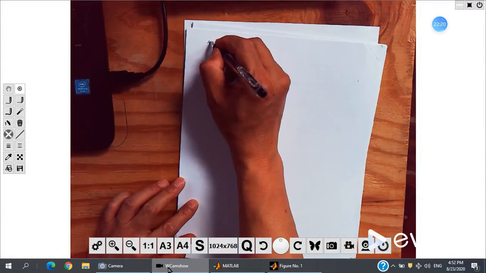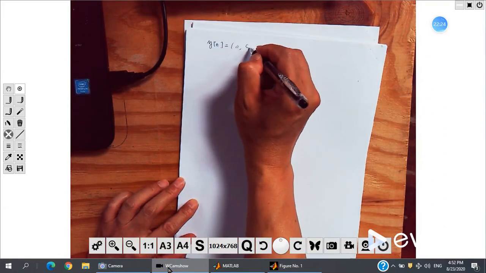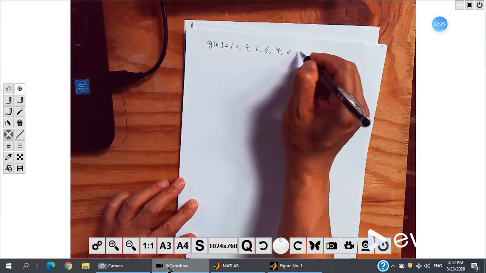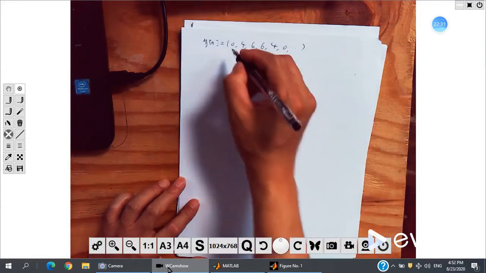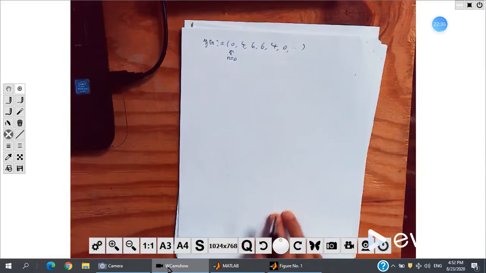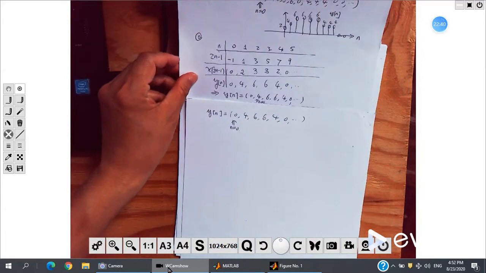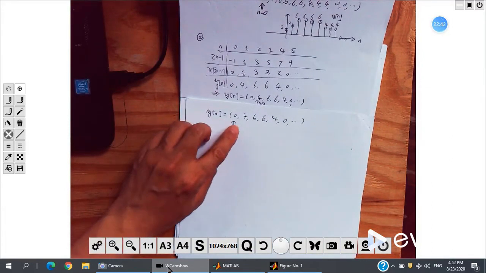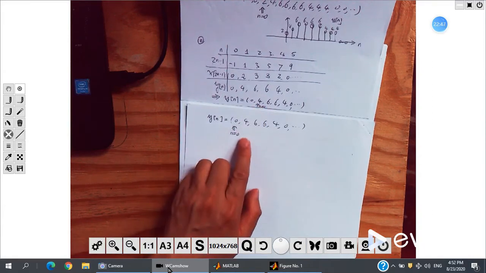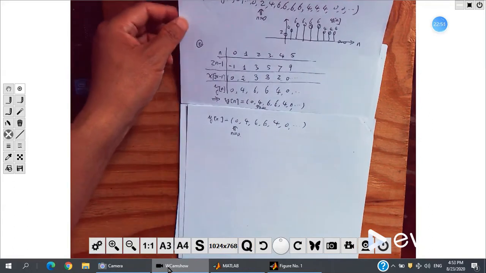Okay, let me write again. y[n] is 0, 4, 6, 6, 4, 0. This is just copied from the previous page. And here I put n equal to 0. This one, n equal to 0 is here. This is n equal to 1, corresponding to 4. So this is n equal to 0, and y at n equal to 0 is 0. Alright? Okay.